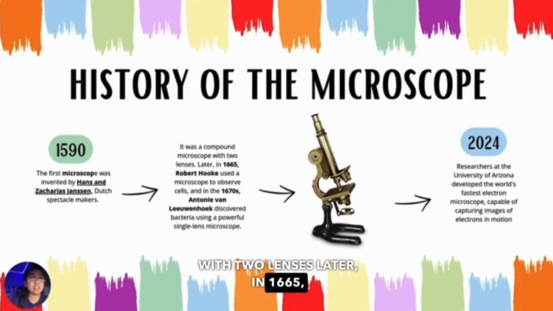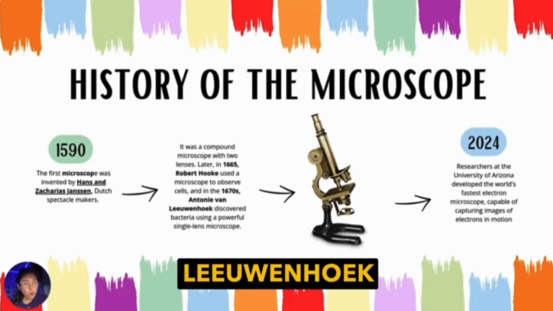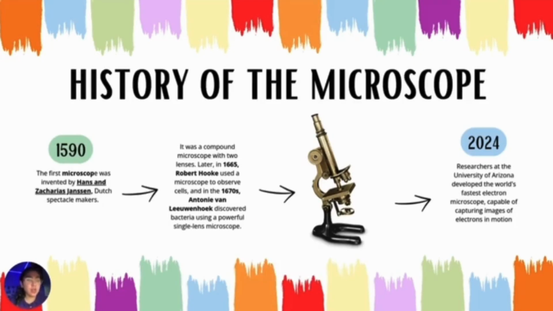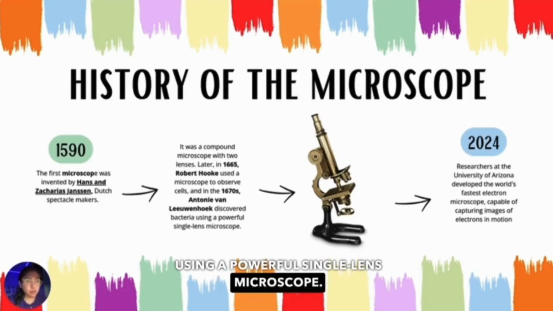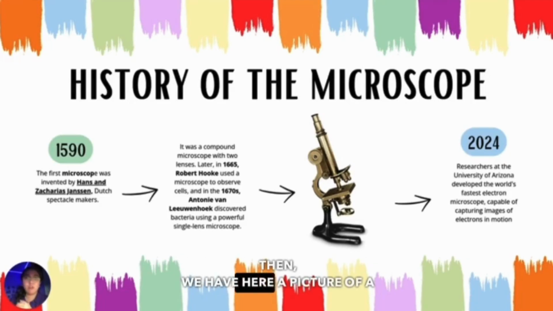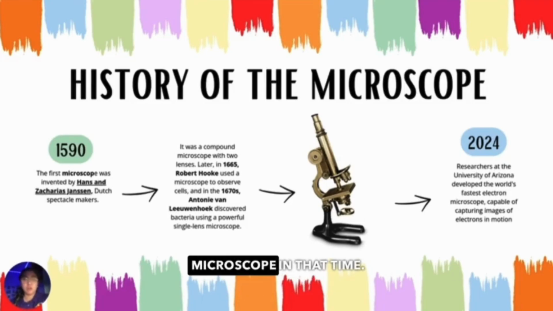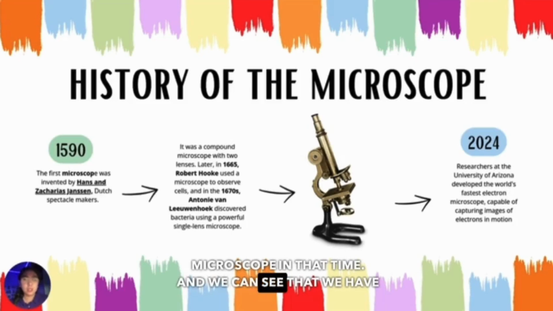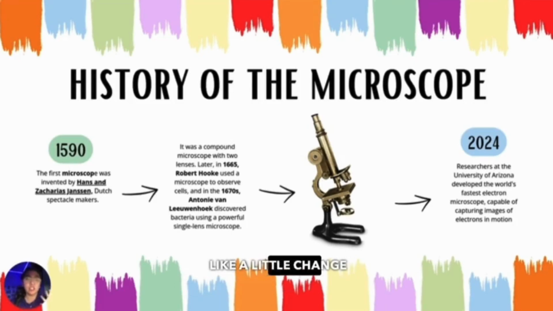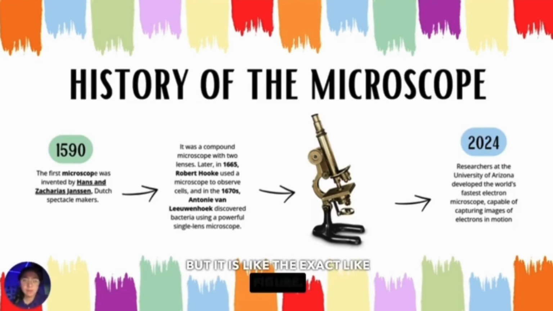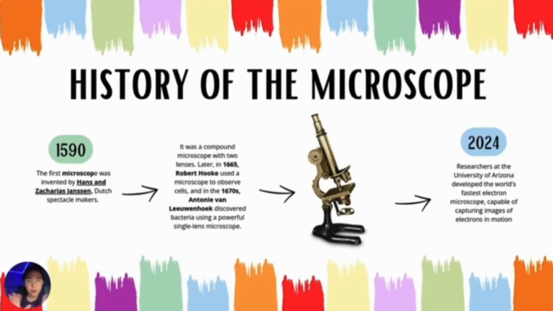Later, in 1665, Robert Hooke used a microscope to observe cells, and in the 1670s, Anthony van Leeuwenhoek discovered bacteria using a powerful single-lens microscope. Then we have here a picture of a microscope from that time, and we can see that there has been a little change through time, but it's like the exact same figure.